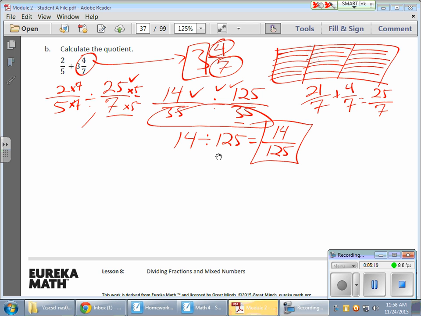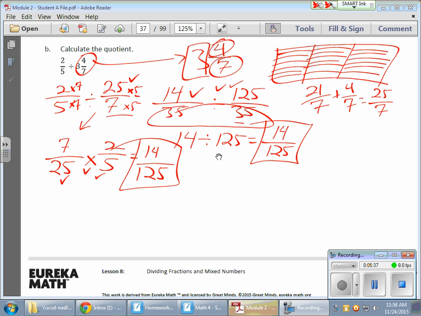Or I can run the reciprocal. So in this case, I'm going to get 7 over 25 times 2/5. And again, this is just another method. And I can multiply across. I get 14. And there's my 25 times 5 is my 125. There's my match for this guy and that guy. So that's my answer.